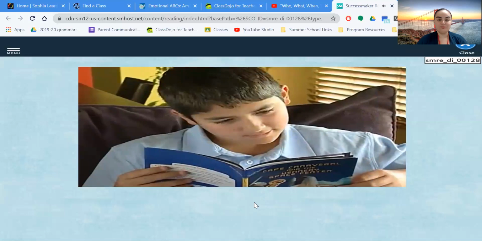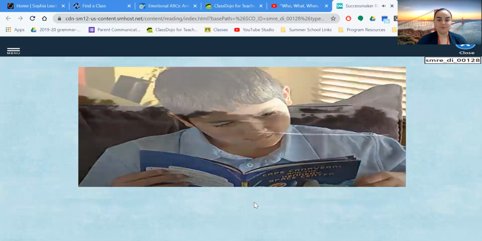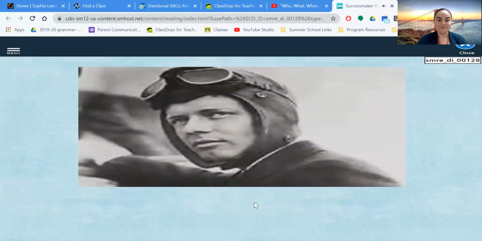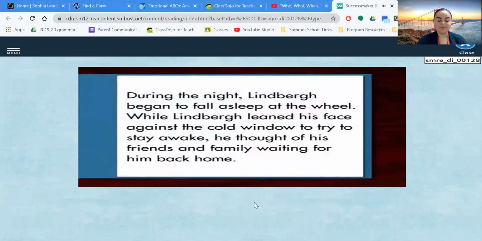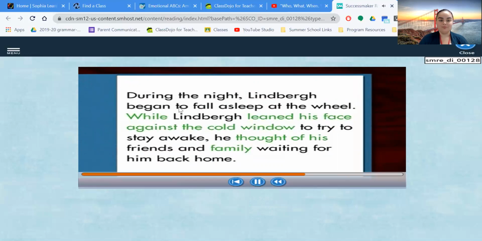Do you think you're ready to find the sequence? These paragraphs about Charles Lindbergh's journey across the Atlantic Ocean should put you to the test. During the night, Lindbergh began to fall asleep at the wheel. While Lindbergh leaned his face against the cold window to try to stay awake, he thought of his friends and family waiting for him back home. What two events happened at the same time? The clue word while tells me he put his face on the cold window at the same time he thought of his family.